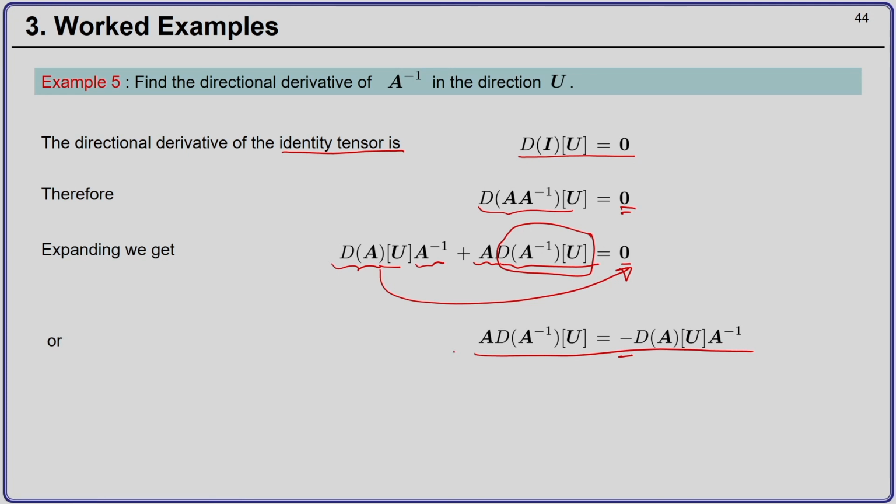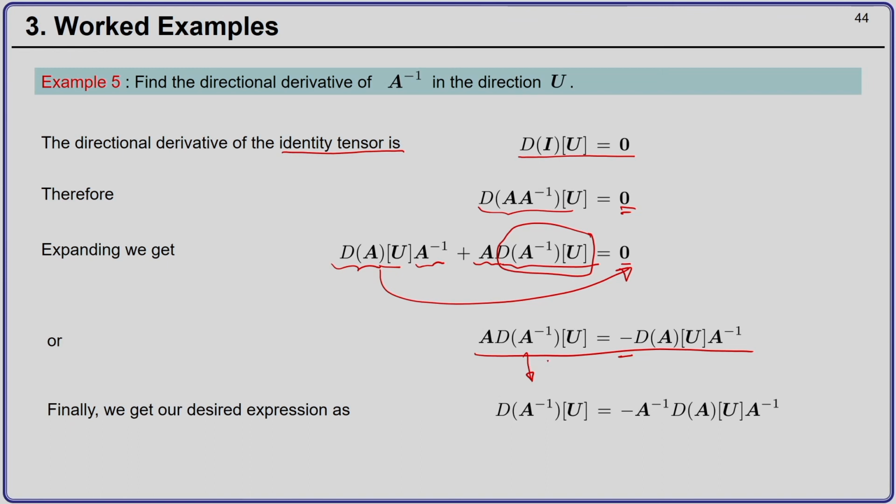Okay. If you pre-multiply both sides by A inverse and use A inverse A equal to identity, so you multiply A inverse on both the sides, you will get our required expression for the directional derivative of inverse of a tensor in the direction u as nothing but minus of A inverse, directional derivative of A in the direction u, multiplied by A inverse. Okay.